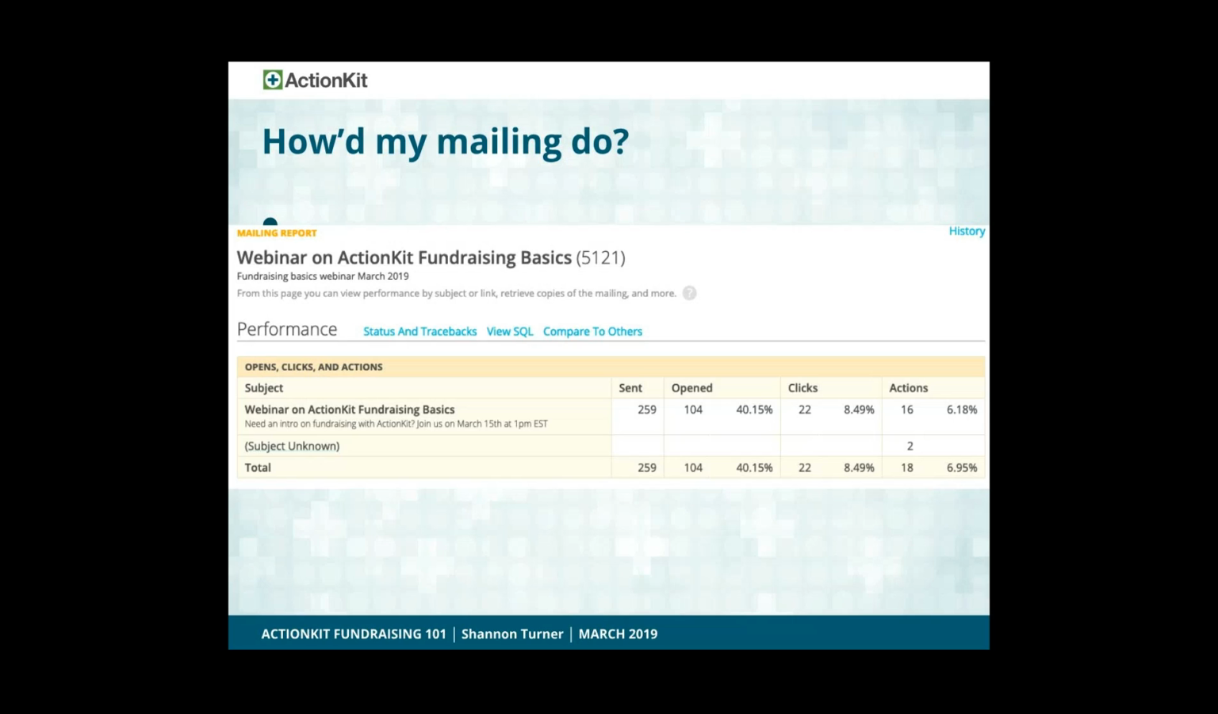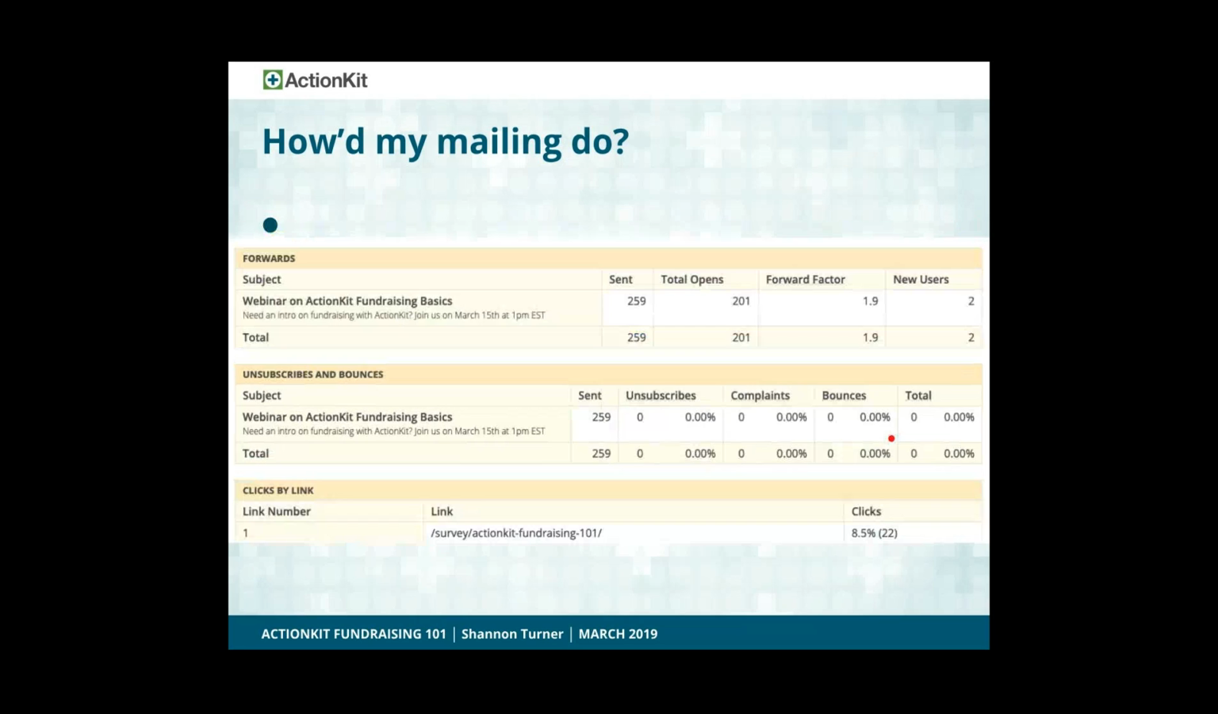This is the performance from the email that I sent to you, inviting you to join this webinar. You can see the number of people who opened and clicked and acted, and the rates as well. In this example, my mailing only has a single subject line. But if your mailing has many subject lines, then you'll see the opens and clicks and actions broken down by subject line, as well as the totals. You can kind of see what it looks like here in this screenshot, because the subject unknown means that people forwarded this email. You can see that 2 people took action as a result.